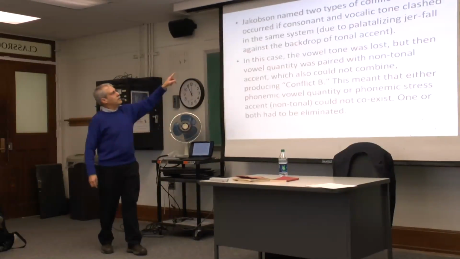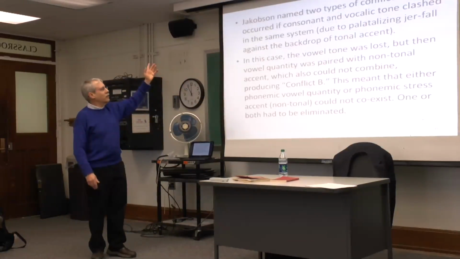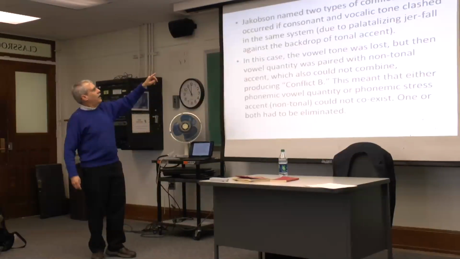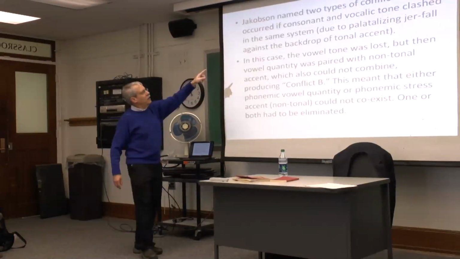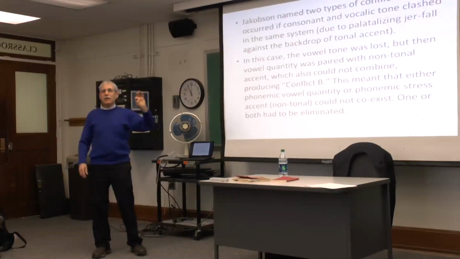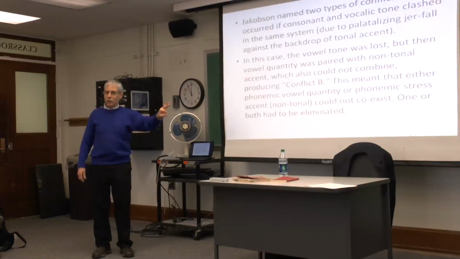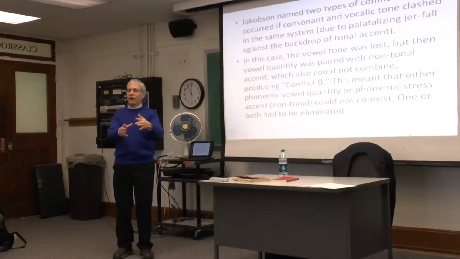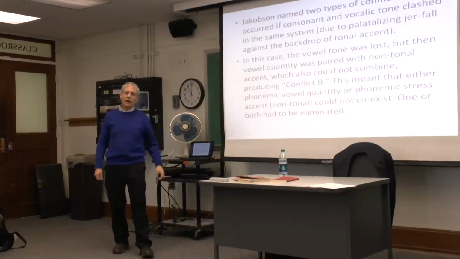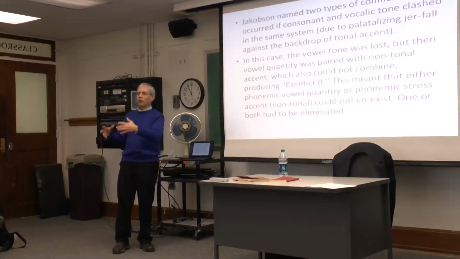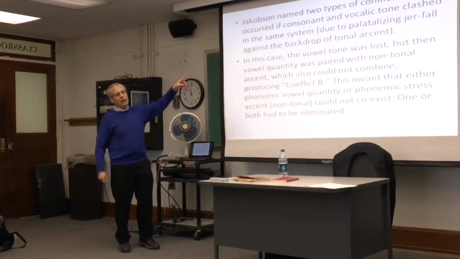So anyway, Jakobson named two types of conflict, and this is where this term conflict comes about. Conflict A occurred if the consonant and vocalic tone clashed in the same system. That is, if they didn't do what I just told you that Serbo-Croatian and Slovene did. Let's say they didn't eliminate the consonant palatalization, and they still had tone. Then you'd have these clashing things, two features that don't go together, and they'd have what's called a conflict.